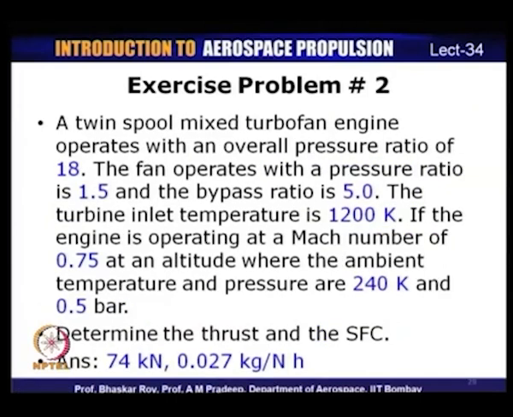The second exercise problem is of a turbofan. A twin spool mixed turbofan engine operates with an overall pressure ratio of 18. The fan operates with a pressure ratio of 1.5 and the bypass ratio is 5. The turbine inlet temperature is 1200 Kelvin. If the engine is operating at a Mach number of 0.75 at an altitude where the ambient temperature and pressure are 240 Kelvin and 0.5 bar, determine the thrust and specific fuel consumption. So, in this case the thrust is 74 kilonewtons and fuel consumption is 0.027 kilograms per Newton hour.